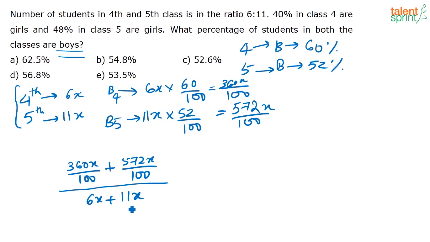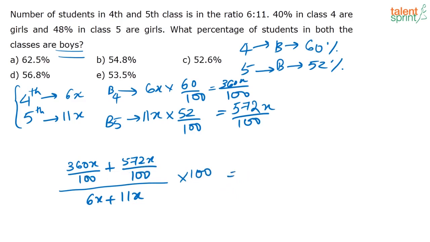So, 6x plus 11x. So, out of the 17x students, we have to find out what is the percentage of boys. That is given by this division, correct? Total boys divided by the total number of students in both the classes into 100 will give us the percentage of boys in both the classes put together.